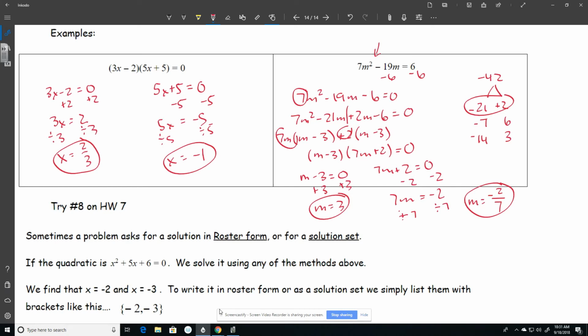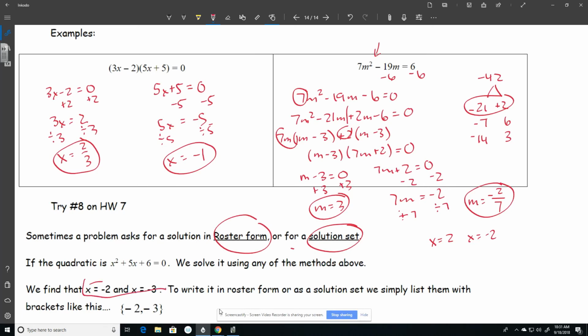Sometimes a problem asks for a solution in roster form, or it asks for a solution set. So far, we've been writing x equals 2 and x equals negative 2. The only difference in roster form and solution set, they're the same thing. If I had the quadratic x squared plus 5x plus 6 equals 0, I would solve it and I would find that x equals -2 and x equals -3.